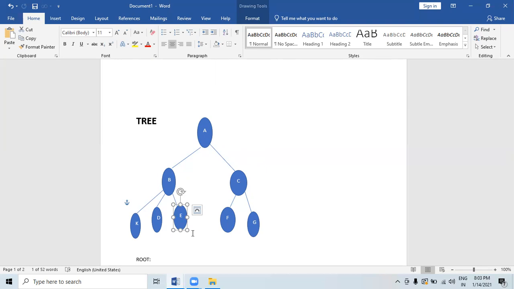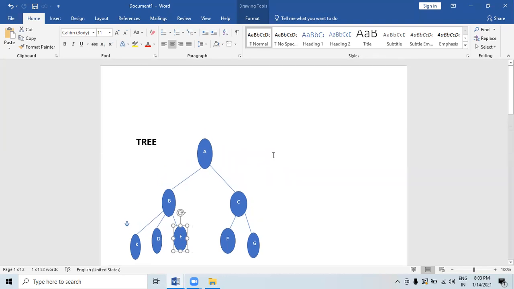Okay, listen. Let me first draw this tree, then you will understand better, okay? We will make the diagram again, and I will tell you the depth, level and all, okay?